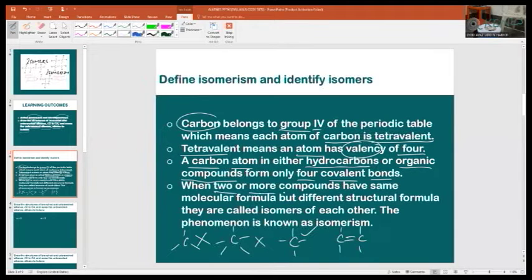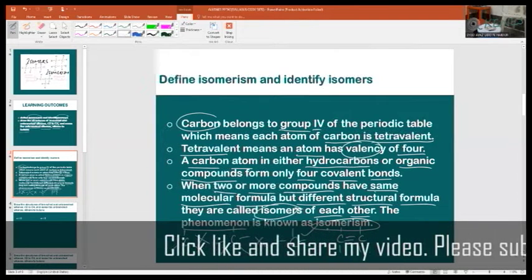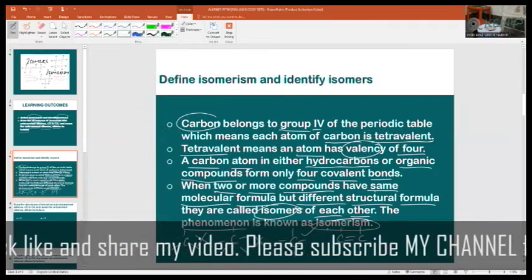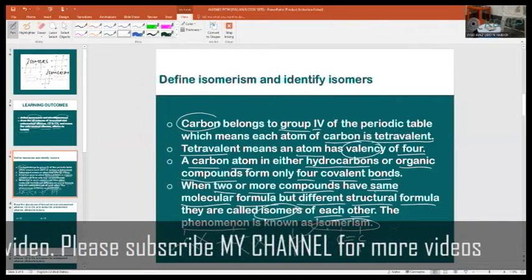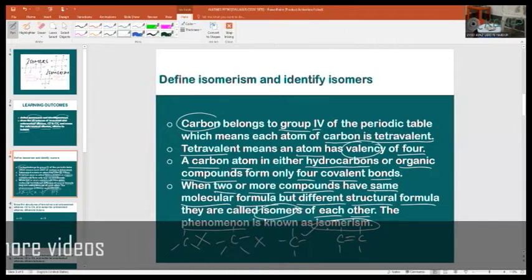When 2 or more compounds have the same molecular formula but different structural formula, they are called isomers of each other. The phenomenon is known as isomerism. Isomers can be made from a straight chain by removing and placing the end group in the middle of the chain.